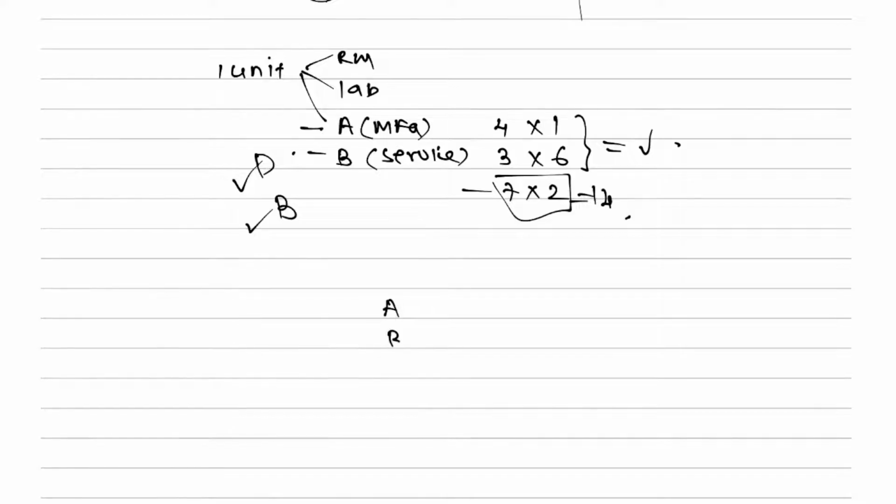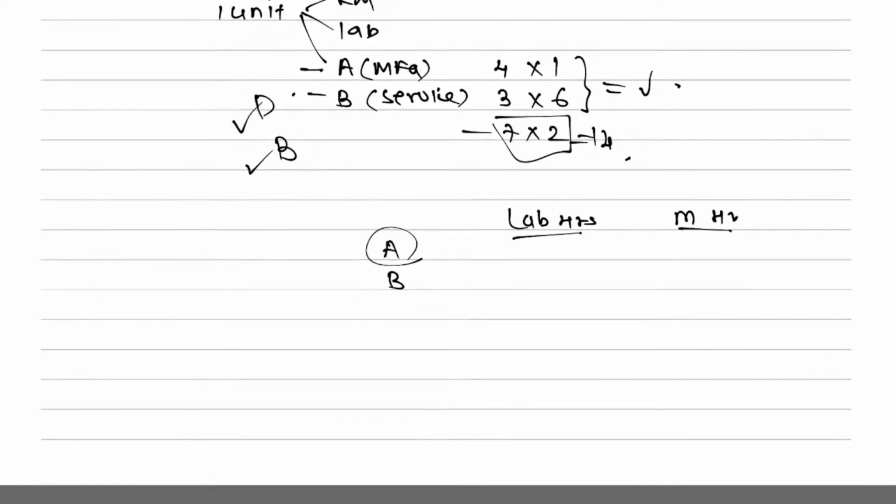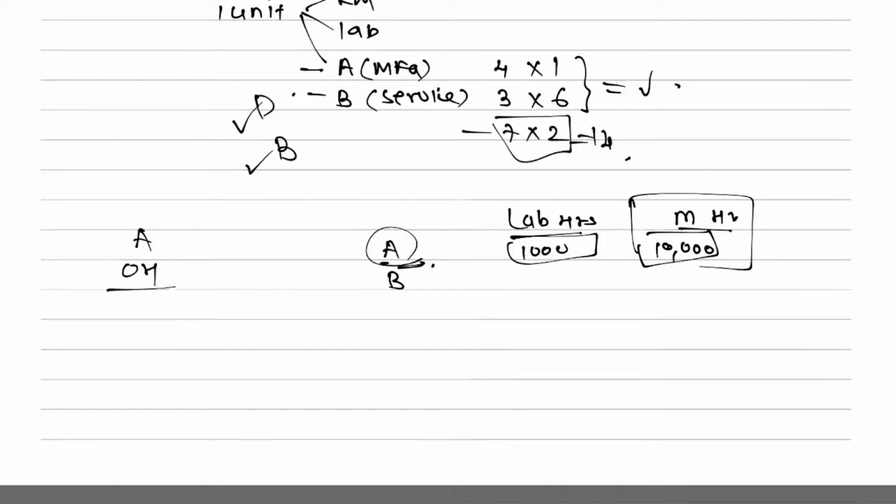Now in this case, some data will be given. A is there, B is there, labor hours will be given, and machine hours will be given. So how will you know whether A is dependent upon machine hours or labor hours? You have to check which hours are higher, let us say it is 1,000 and it is 10,000. So this A department is dependent upon machine hours, so you will go for the machine hour method. A's overheads you will calculate divided by budgeted machine hours.